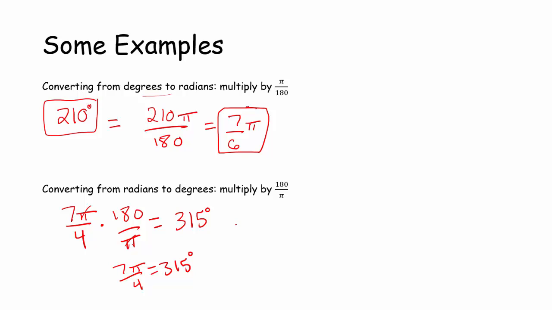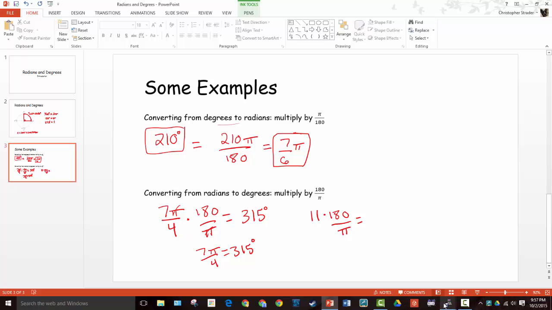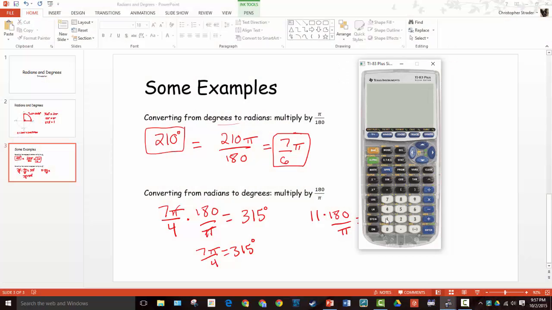So let's also just do a numerical example that doesn't involve pi. Just crank it out on the calculator. What if we had like 11 radians? How big of an angle would 11 radians be? Okay, so if I want to know the degree measurement for that, I'm just going to multiply by 180 over pi. I'm going to grab my trusty TI calculator here and do 11 times 180 divided by pi.